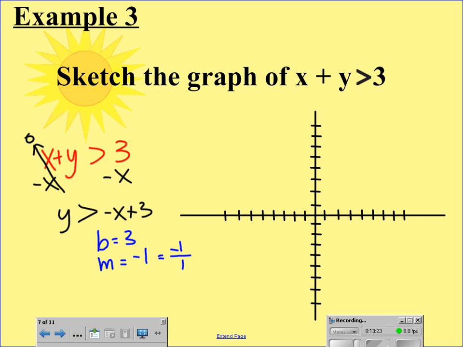I put a point at my intercept at 3. My rise over run is negative 1 over 1. I go down 1 over 1, down 1 over 1, down 1 over 1, and I can continue to do that to make my line. My sign is greater than. That means I'm going to have a dashed line.